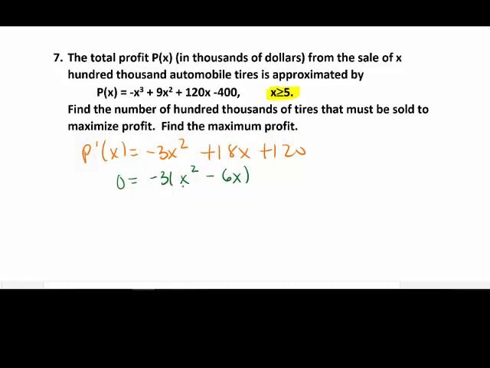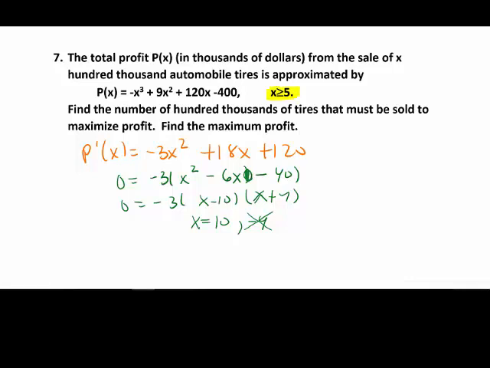So it's going to give me an x squared minus 6x minus 40. That factors to x minus 10, x plus 4. So that gives me x equals 10 or negative 4. Negative 4 is not in my domain. It doesn't make sense for the number of tires to be negative as well.